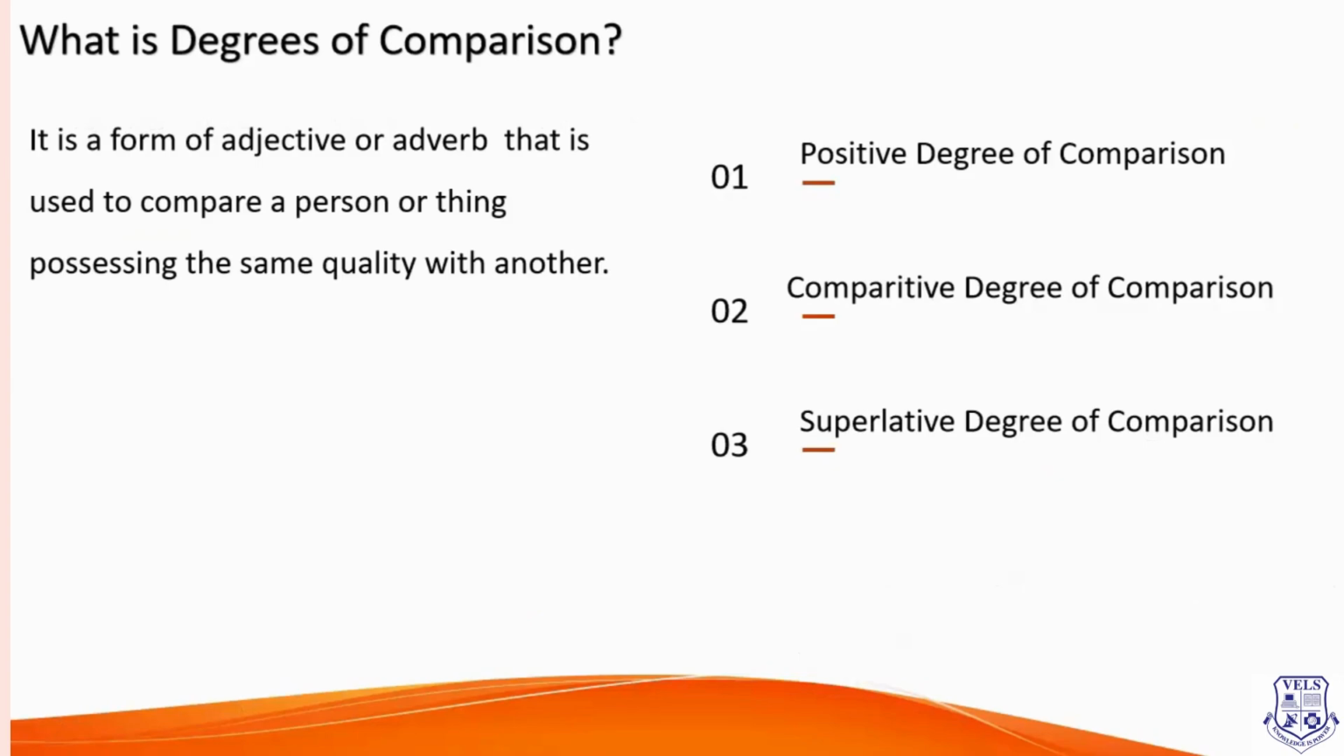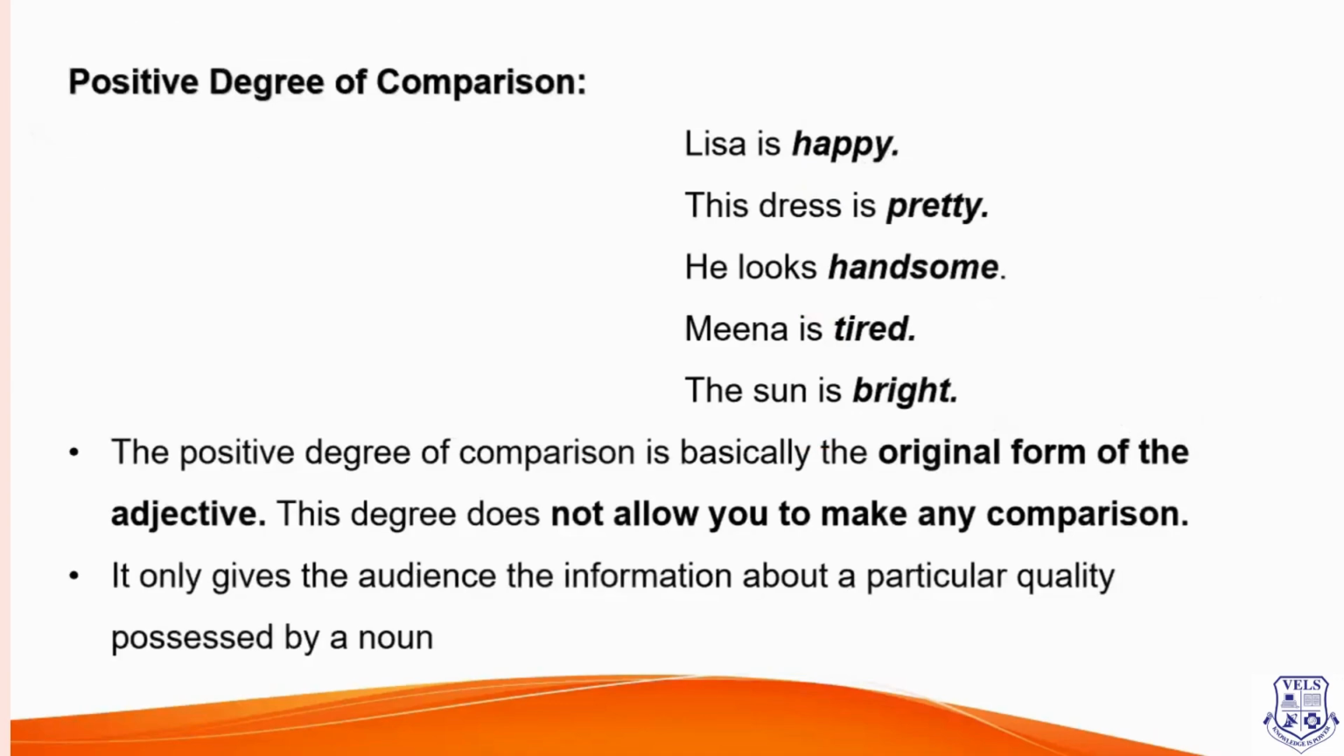This degree of comparison can be divided into three types: positive degree of comparison, comparative degree of comparison, and superlative degree of comparison. Positive degree of comparison is the first degree of comparison. Superlative degree of comparison is considered to be the highest degree of comparison. Let's move on and look into detail each degree of comparison. First, let's start with positive degree of comparison.